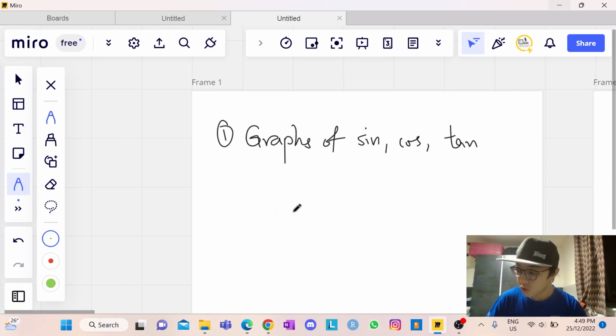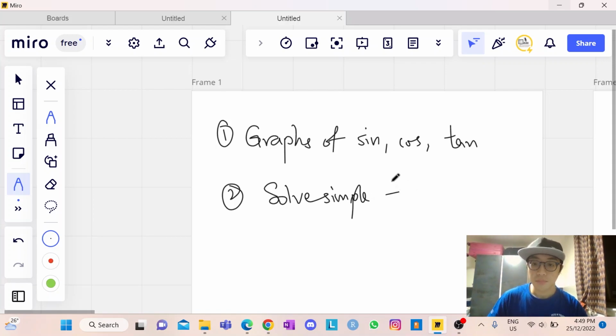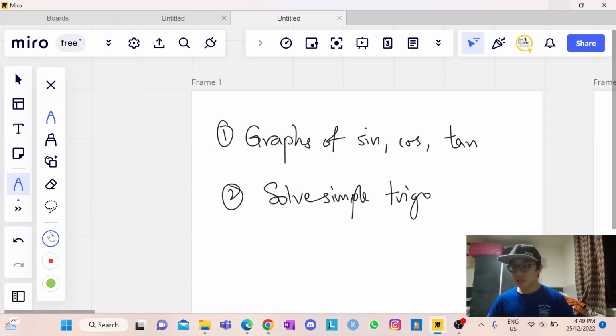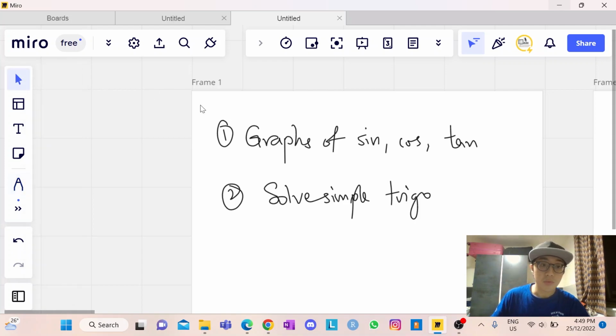Number two, I will be introducing to you how to solve simple trigonometry. It's just like a little bit of example that I did from the last video, and I'm going to introduce to you how to solve simple trigo where it's kind of like an identity. That is more like an add maths thing than a maths one, but I'm not sure whether you learn this in maths, so I'm just going to introduce it to you in this video first. Alright, so let's go.